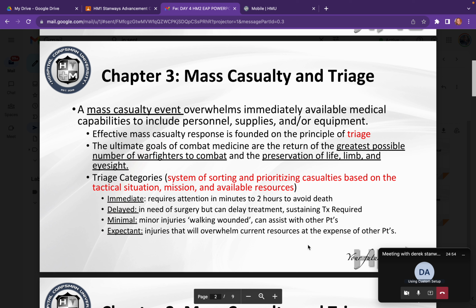The ultimate goal of combat medicine is to return the greatest possible numbers of warfighters to combat and the preservation of life, limb, and eyesight. So what's the best battlefield medicine? Preventative, right? Keeping rounds down range, right? So that's what that's saying. Keeping as many guns pointing down range, as many warfighters able to fight the fight, to prevent more casualties.